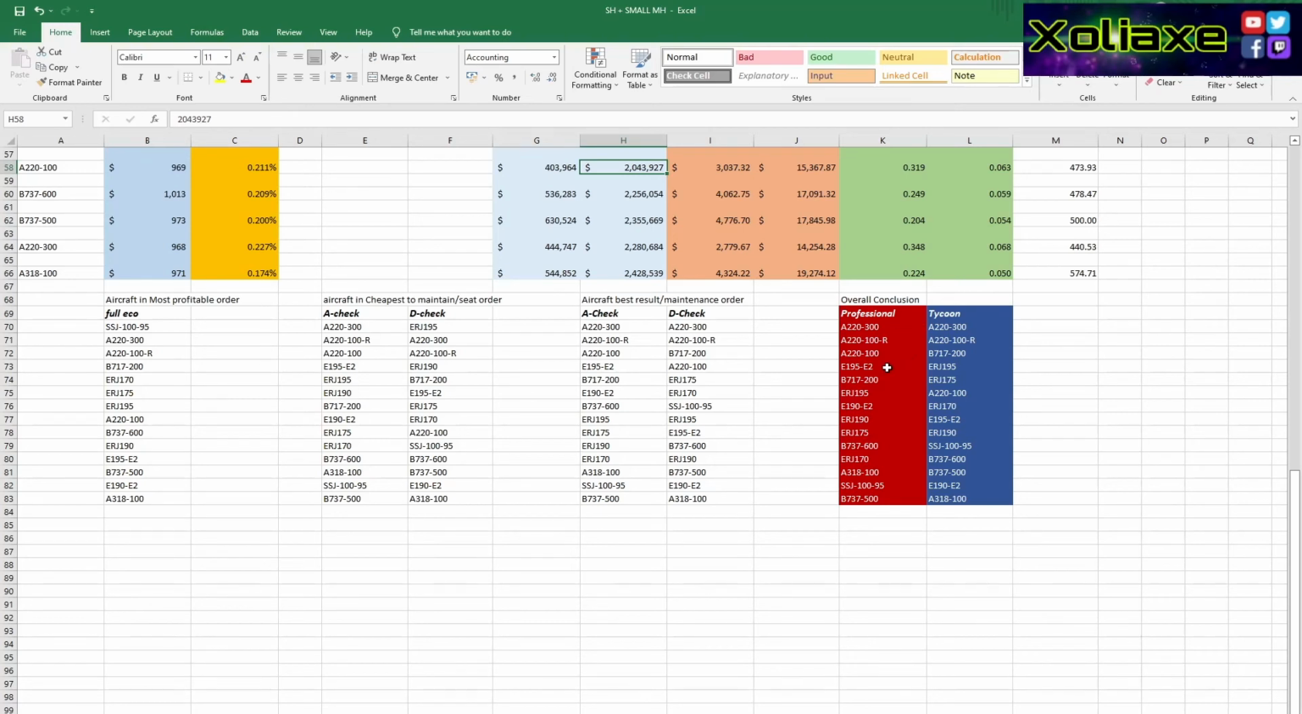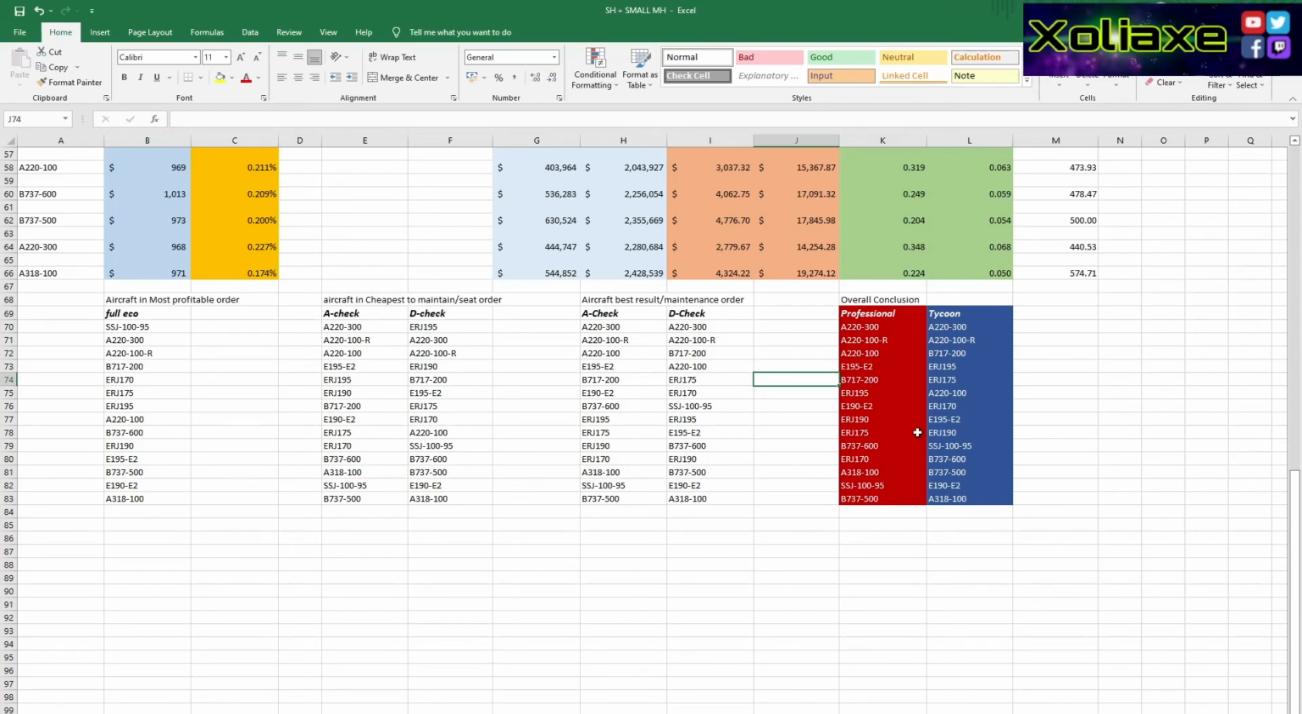Professional mode then, the E2, so the 195E2 and the 190E2 are up there. It is worth noting that the standard ERJ 195 does beat the E2 190. The 717-200 is also up there. I think that's up there on pretty much both of them. So again, another good aircraft to use.